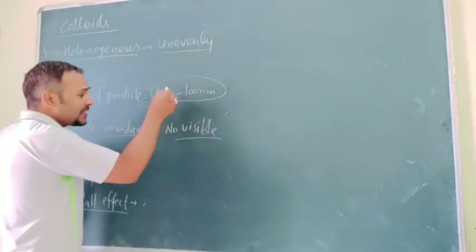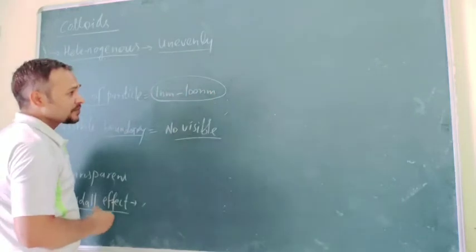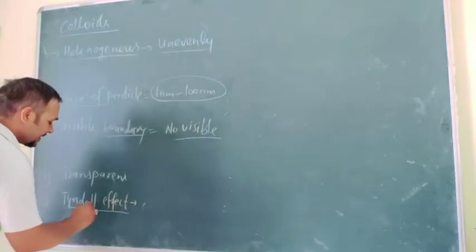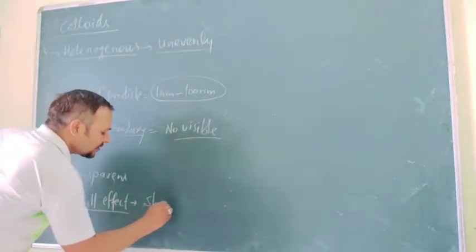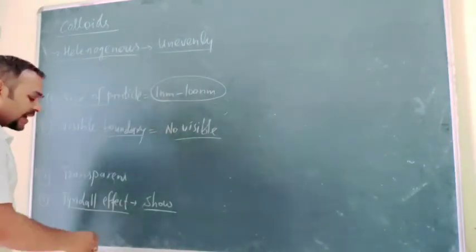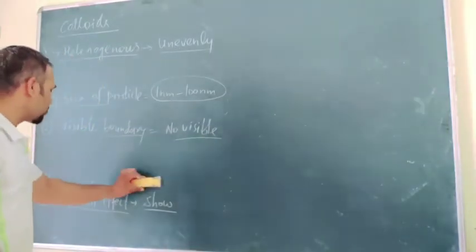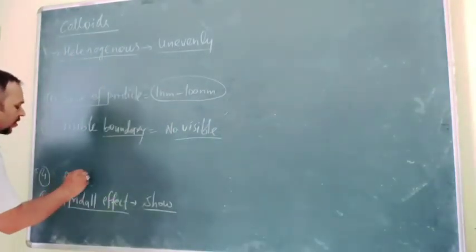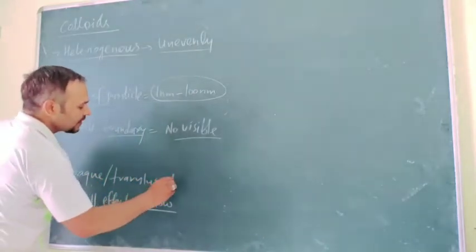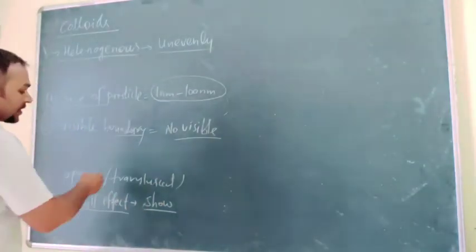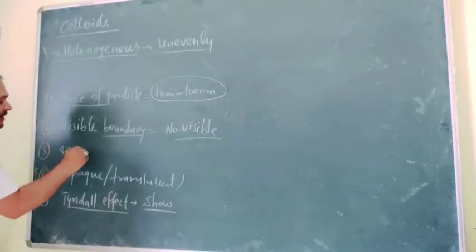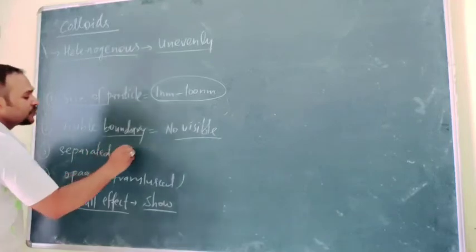So they are not very small. They are larger than a solution. They are large enough to scatter the beam of light, and that is why they will show the Tyndall effect, right? There is no visible boundary. They are not transparent. They are opaque, or sometimes translucent, right? And there is no separate visible boundary. They cannot be separated easily, but they can be separated by centrifugation.